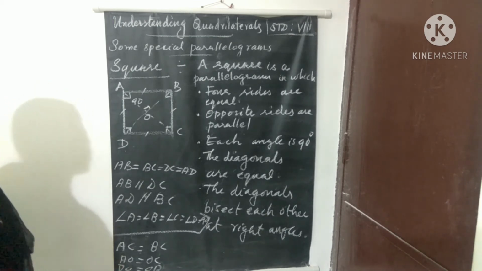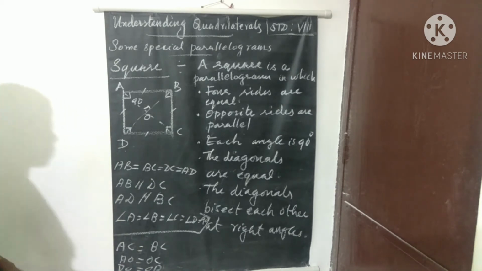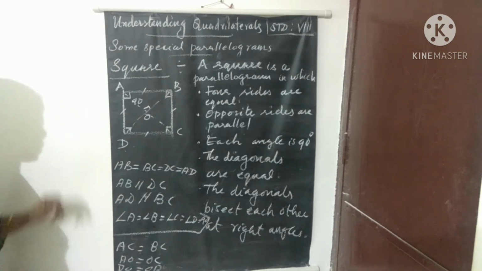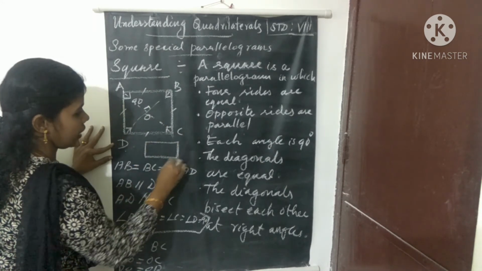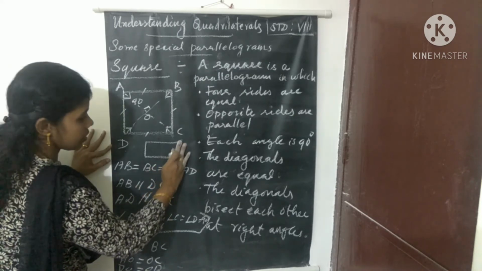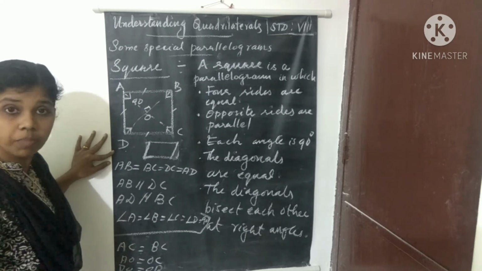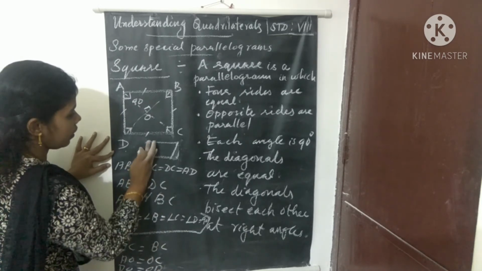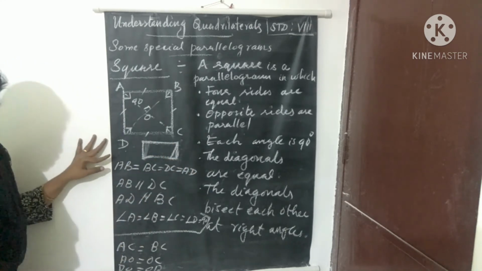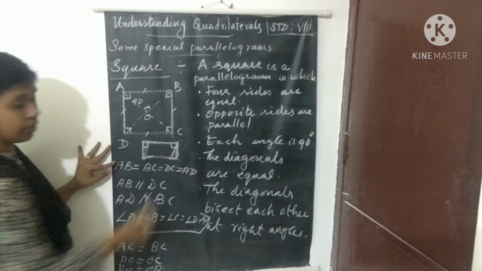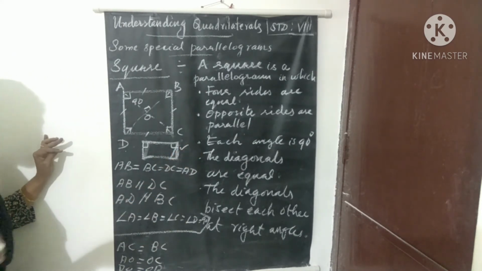What is the difference between a square, rectangle, parallelogram and rhombus? This is a rectangle. If this rectangle is slanted slightly like this, it makes a parallelogram. When this side comes straight, it makes a rectangle, that means now 90 degrees. This is the main difference between a parallelogram and a rectangle.